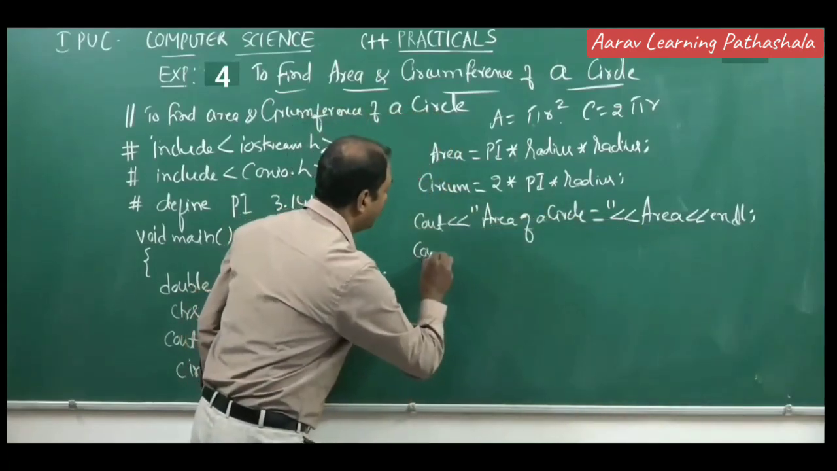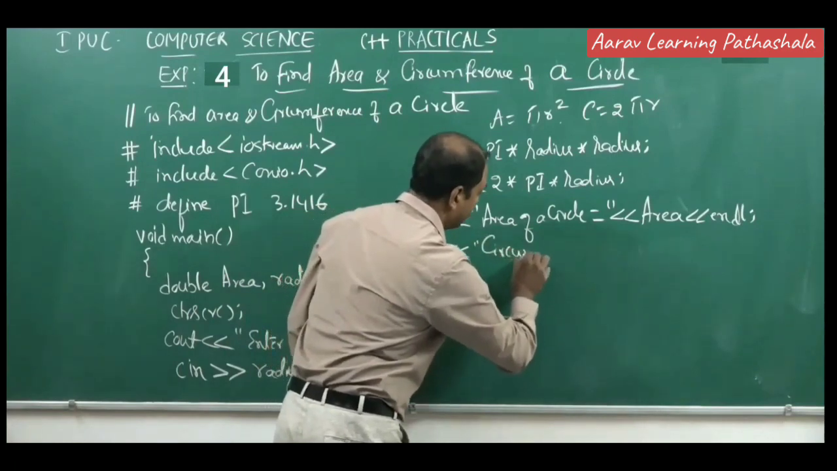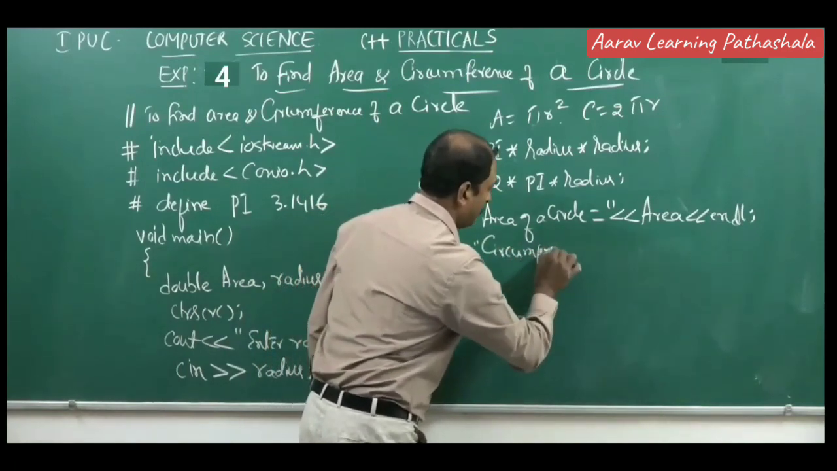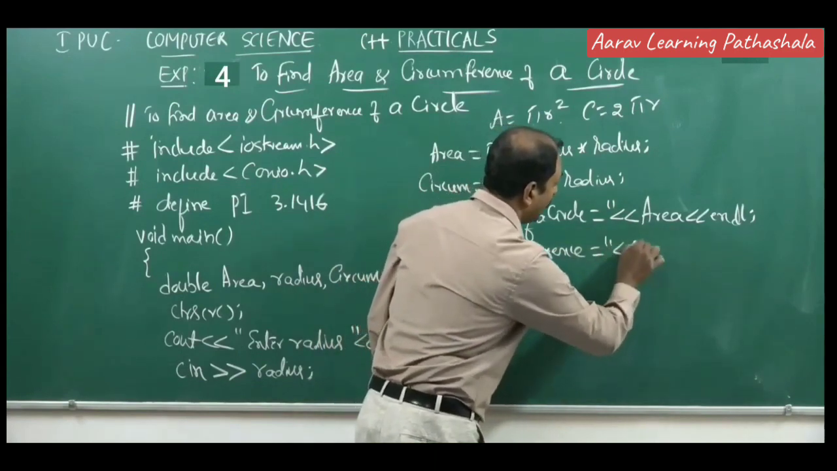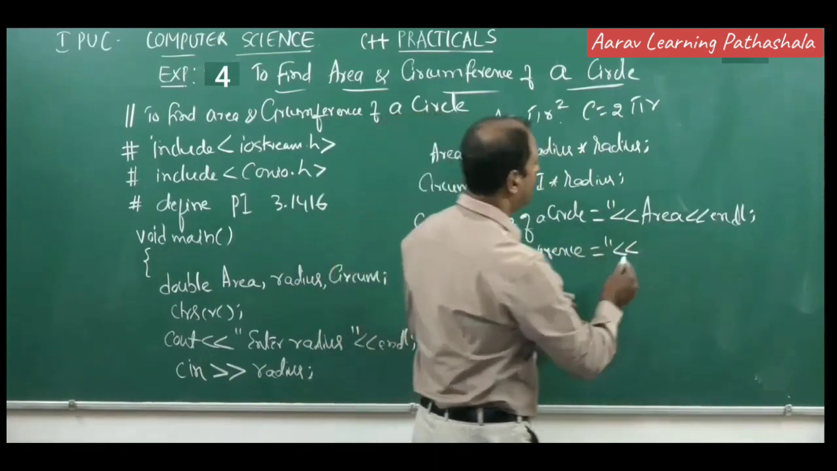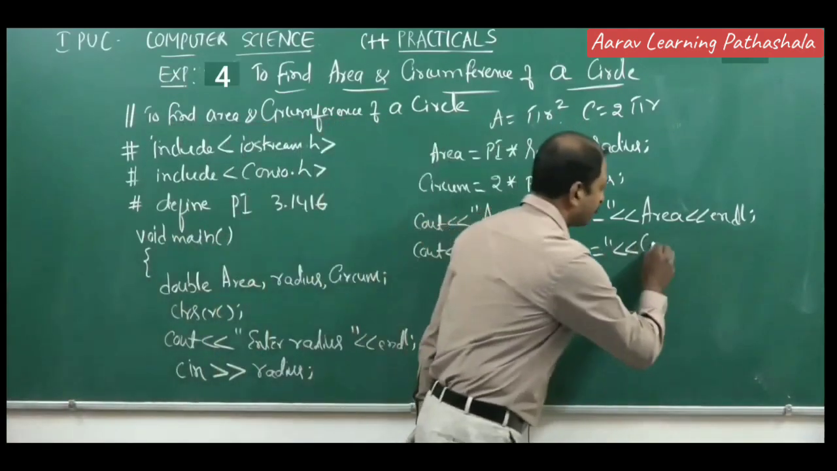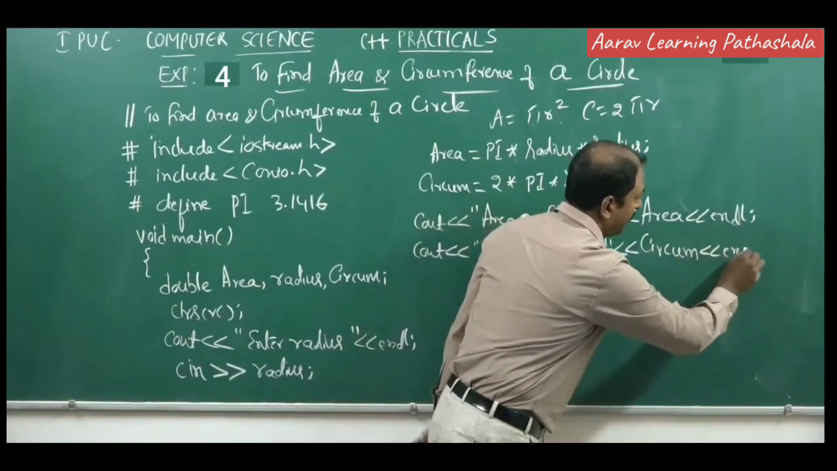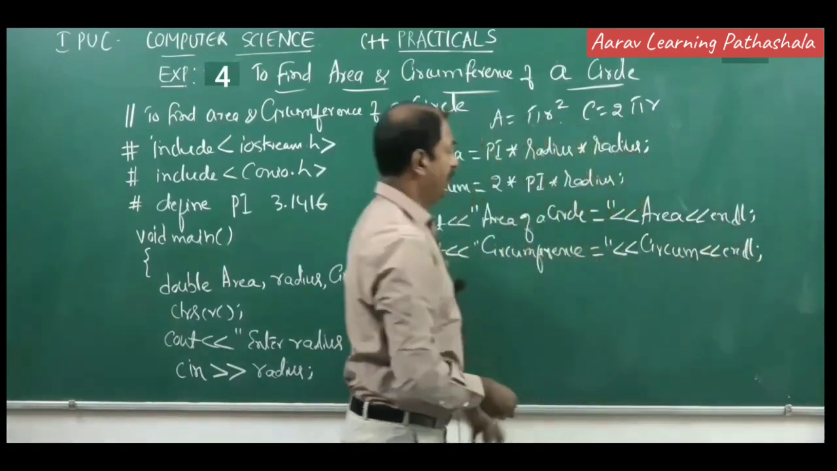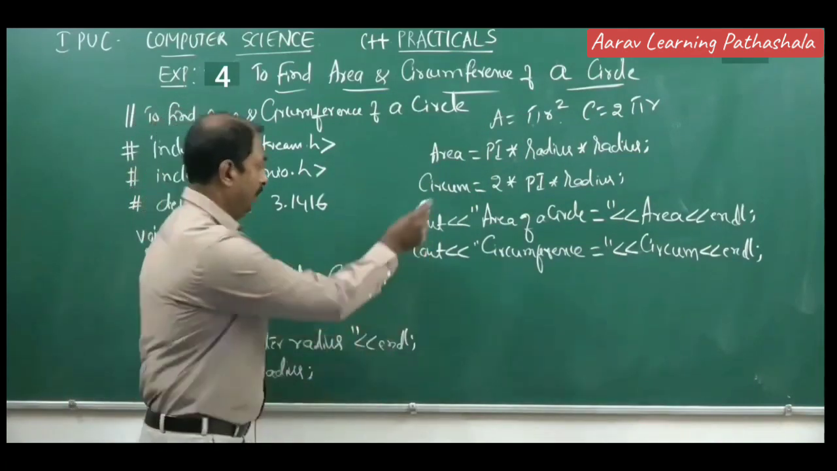Next, similarly, we have to print circumference. cout circumference equals, close the quote, again this operator, and here the variable is circum, then endl.